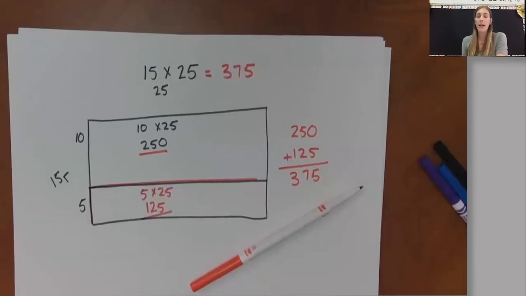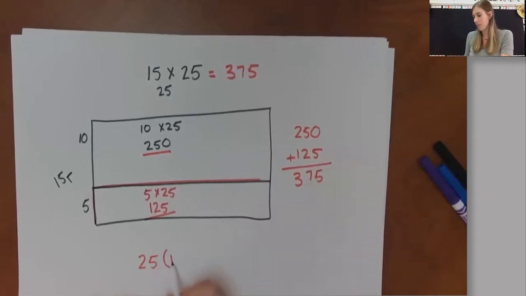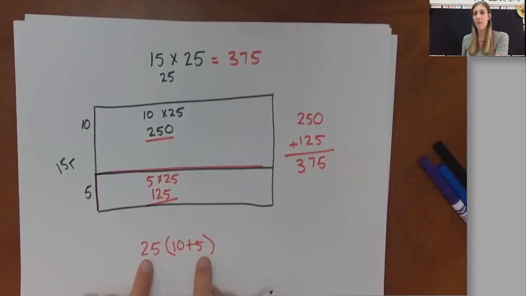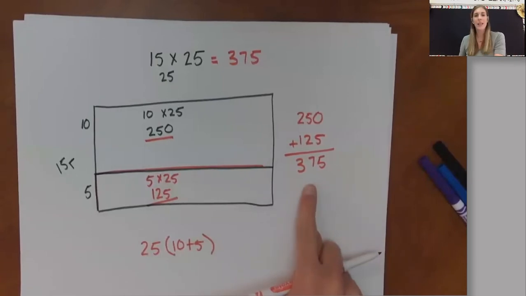You may also recognize this as the distributive property. Because you just multiplied 25 by both 10 and 5. So what do we need to do to find 15 times 25? Yes, find the area of the whole rectangle by adding the partial products to get the entire area, 375.